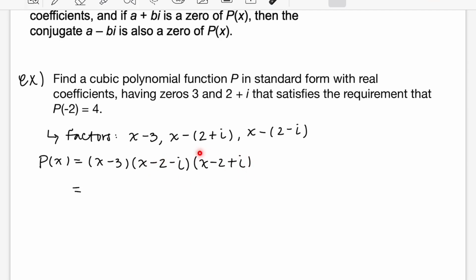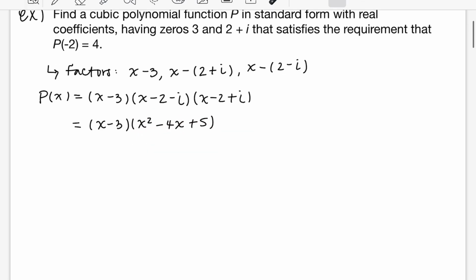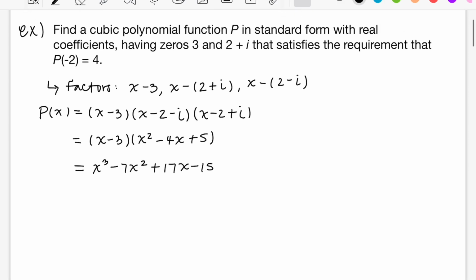So we'll multiply these 2 first. So we'll have x minus 3 times, we'll get x squared minus 4x plus 5 here. Right? And you guys can check that just by distributing each term here to each term there. And then multiplying these 2 guys, we'll get x cubed minus 7x squared plus 17x minus 15. All right, but we also need for our polynomials to satisfy this requirement here.